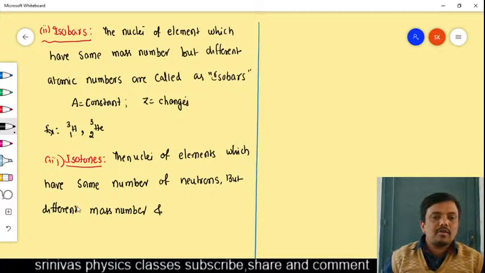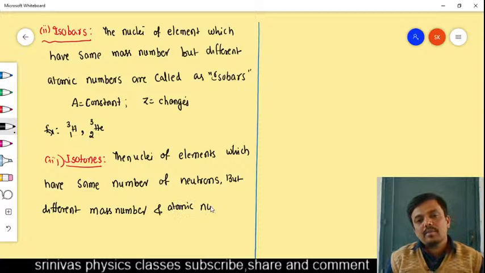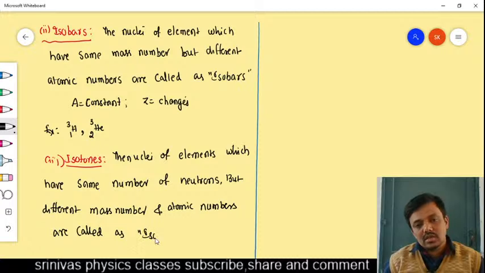The nuclei of elements which have the same number of neutrons but different mass numbers and atomic numbers are called isotones. This is about isotones.